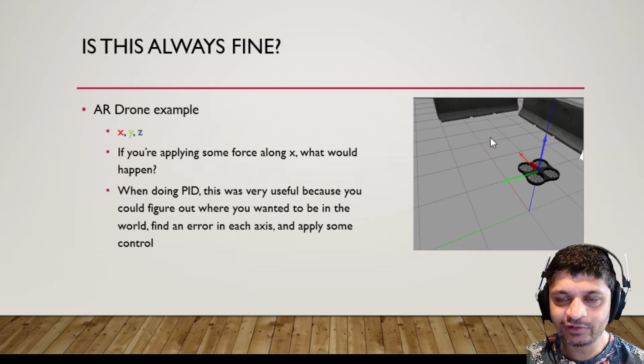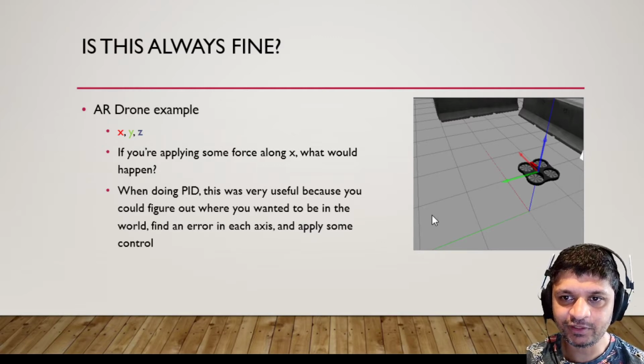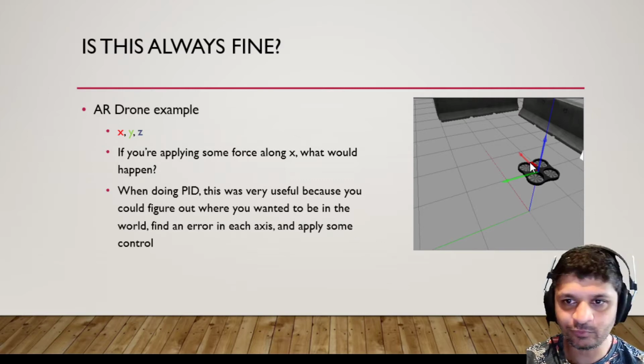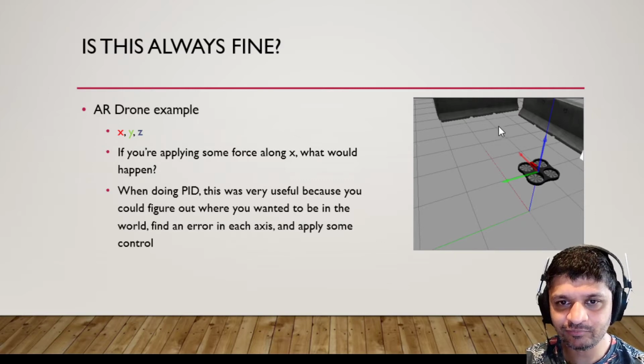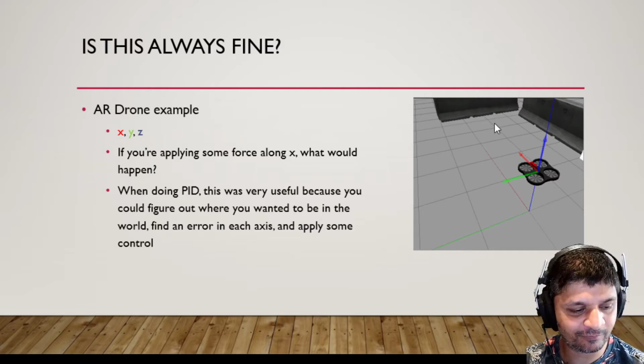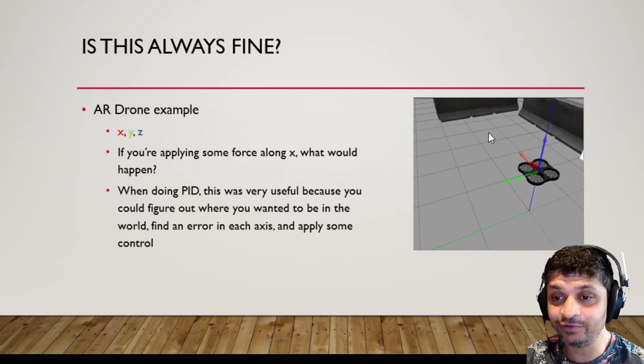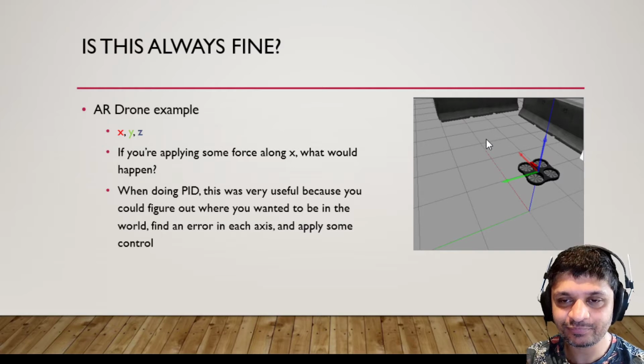If you're applying some force along X, what would happen is the robot would move along X, right? Makes perfect sense. You apply some force along X, the robot moves along X. And this is useful because you can figure out what your target is in the world and you can apply a force in that direction and you can go that way, which is great.